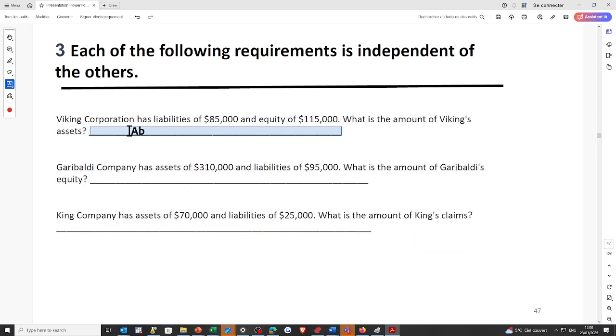So let's look at this first one. What is asset, right? In order to do this exercise, you have to write your accounting equation, right? So what is the accounting equation here? We have asset equal liability plus the owner's equity, right?